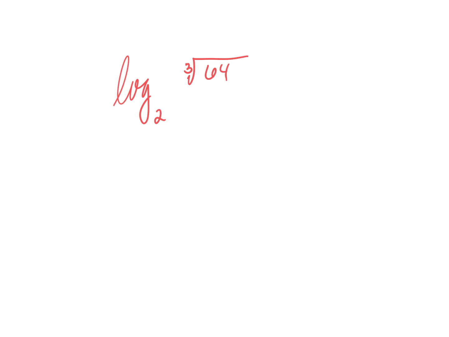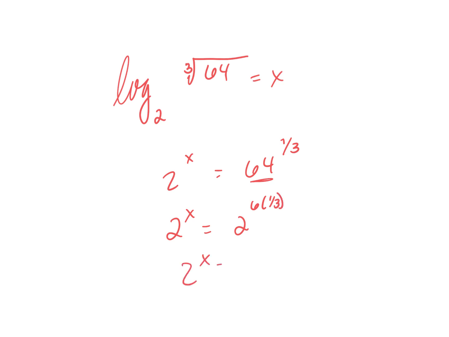Okay, so this one, we make it equal to x, and we have 2 to the x equals 64 to the 1/3. And we make 64 base 2, so when you factor it, you get that that's 2 to the 6. So you have 2 to the x equals 2 to the 6, and you multiply it by the 1/3, and you get that 2 to the x equals 2 squared, so x equals 2.